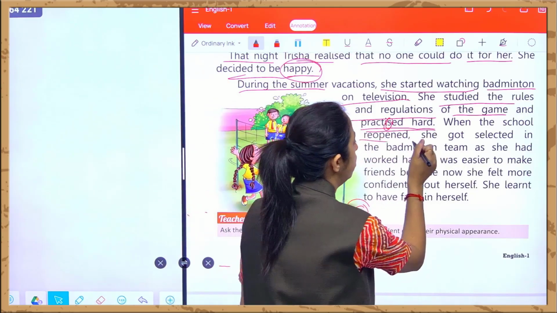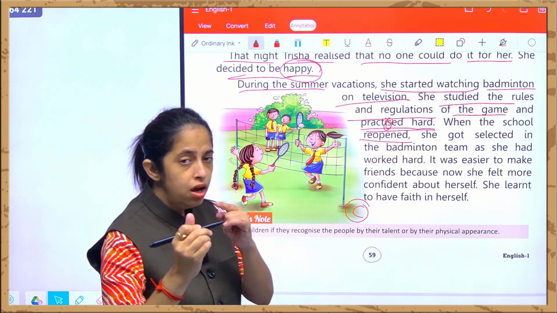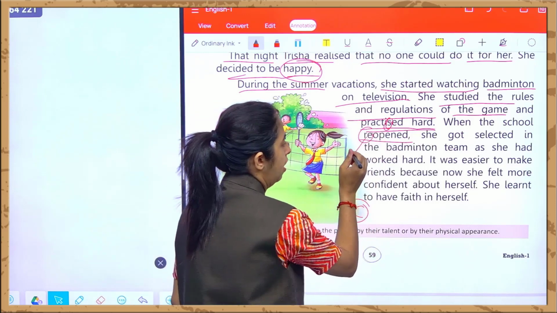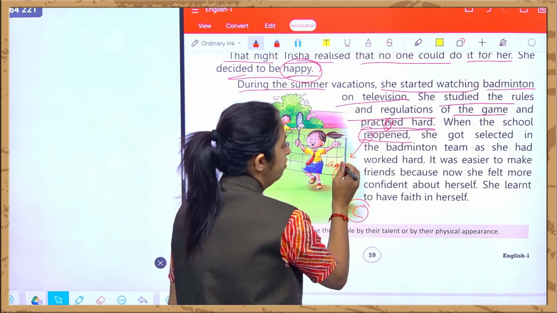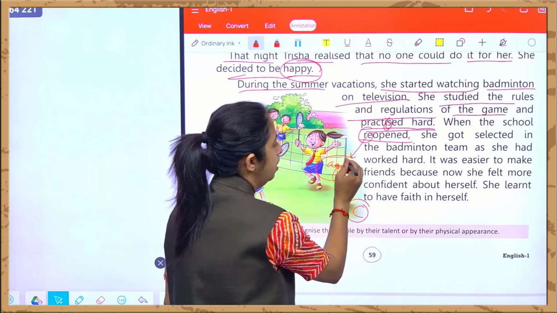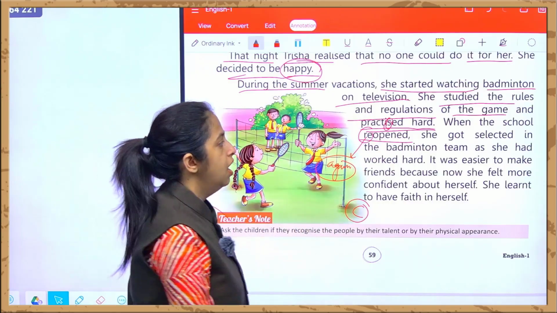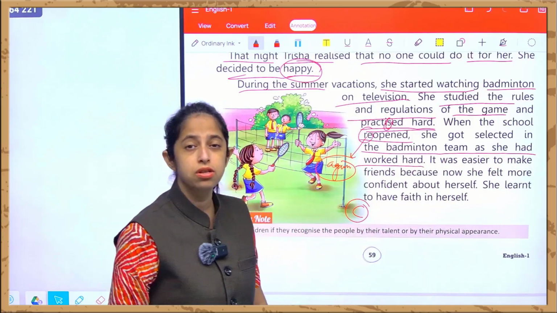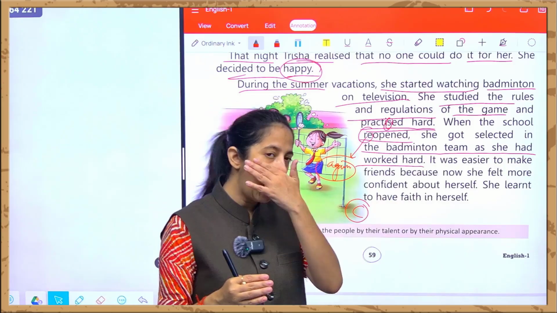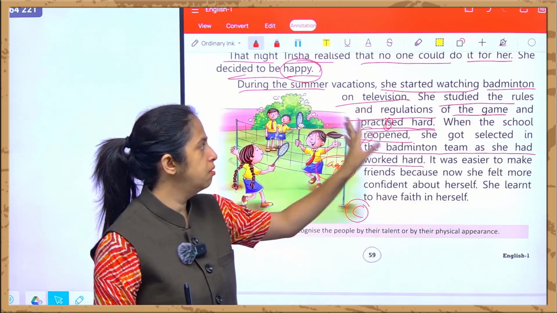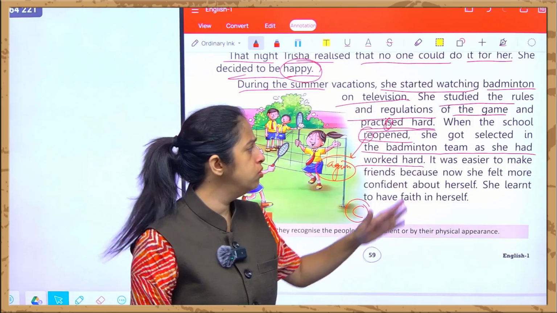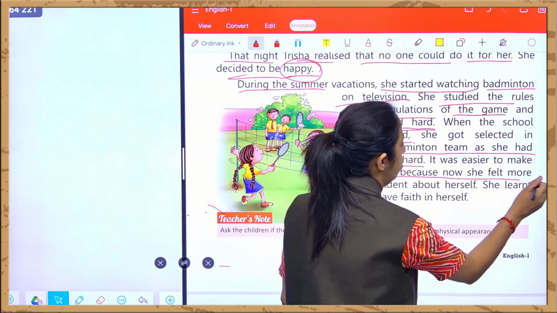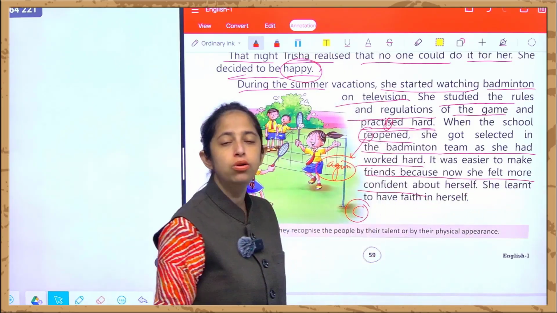And when the school reopened, open हो गया, open means खुला हुआ है, re means दोबारा से, again. This word re, wherever you see the word re means again. And she got selected in the badminton team as she started working hard during her summer break, and she learned all the rules, so she got selected in the team, and it was easier to make friends because now she felt more confident about herself.